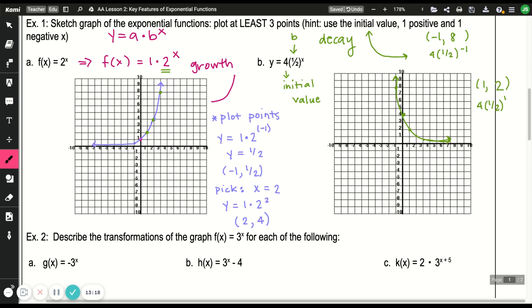So I say this, please know that there are other things, like even in example 2, we're going to do some other things to the graph that would change it. So this initial value is not always the y-intercept, because sometimes we can put other numbers that will shift the graph around. For the ones that we are asking you to graph, we won't put other numbers in there, so that will be where you start.